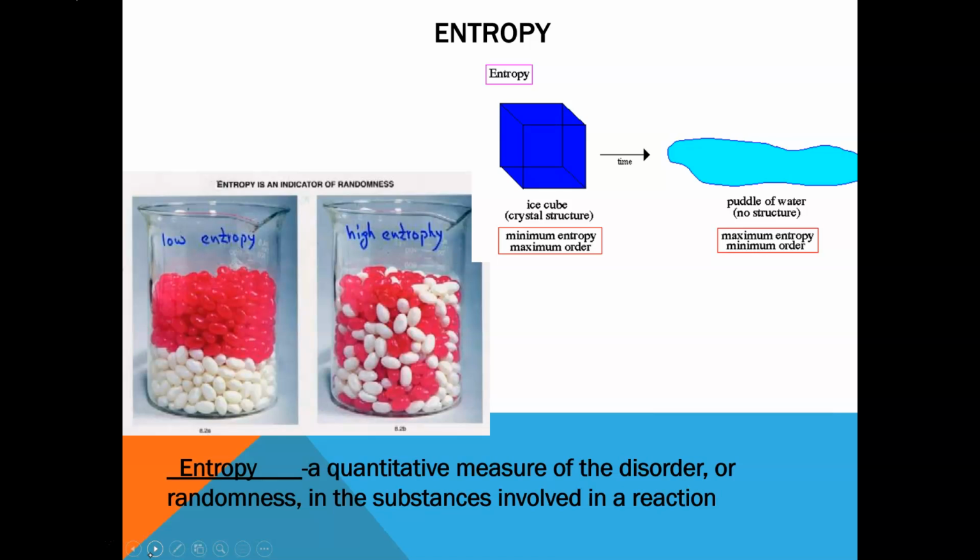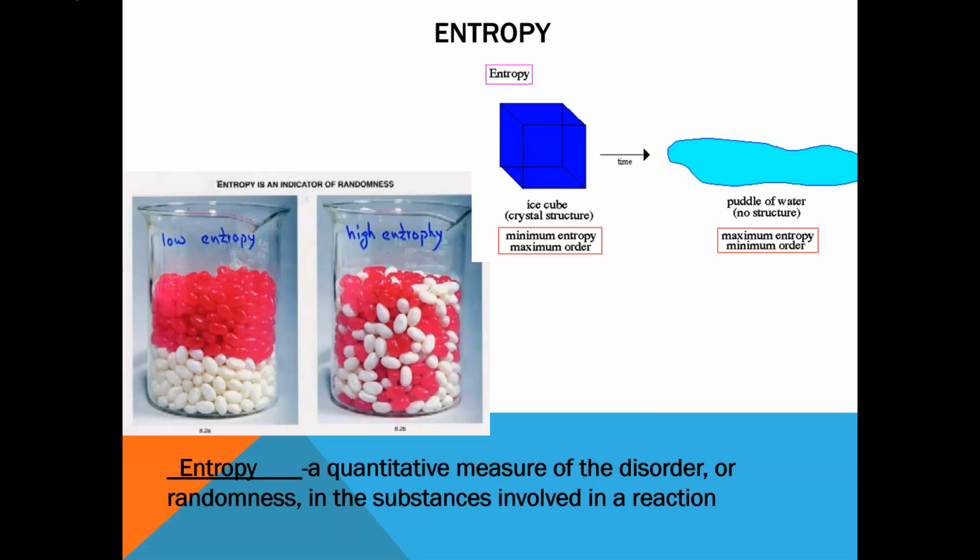As we add heat to it, or energy, in other words, as enthalpy is increasing, it's going to create a liquid form or a puddle of water, which means that the organization is going to be much less, maximizing entropy. So we're going from minimum entropy to maximum entropy.